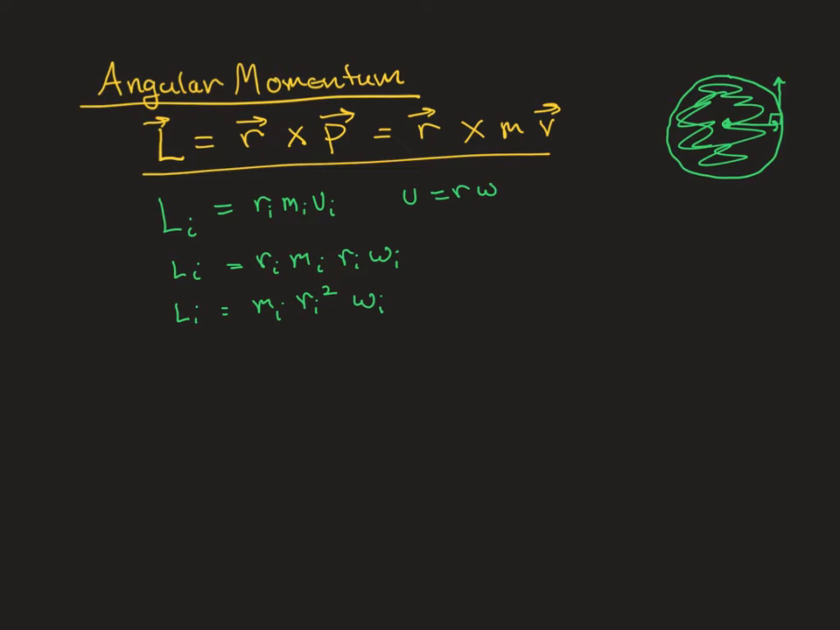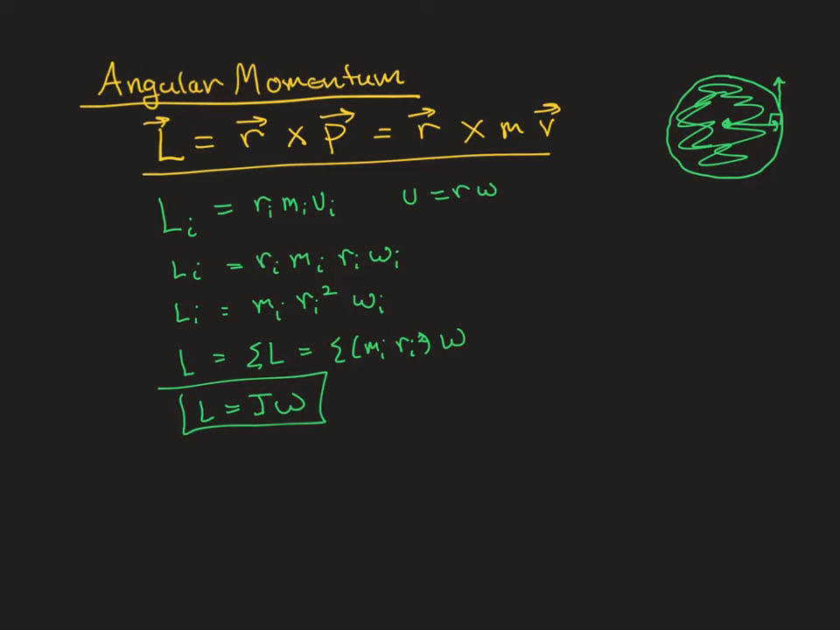So if we want to find the angular momentum of the entire object, of course we need to sum over all particles, and that just becomes the mass of each particle times its radius squared. So we're going to sum over all particles times the angular velocity, because the angular velocity is the same for the entire object. And this should look familiar here. This is essentially moment of inertia.